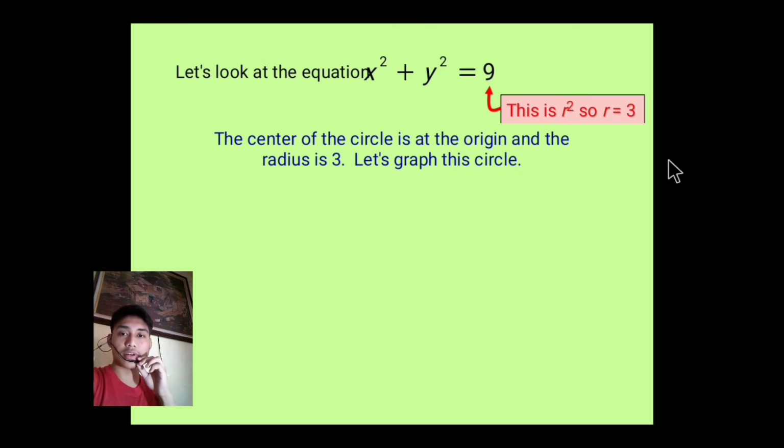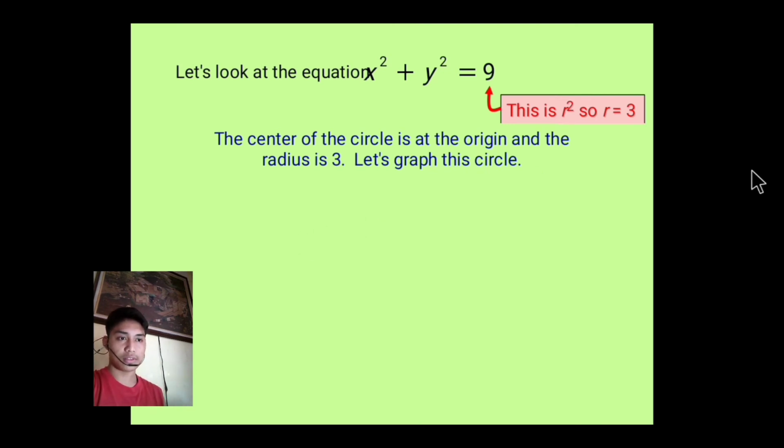You find the square root of both sides of the equation to find the radius. Just take the square root. The square root of 9 is 3, so r is equal to 3. The center of the circle is at the origin and the radius is 3.